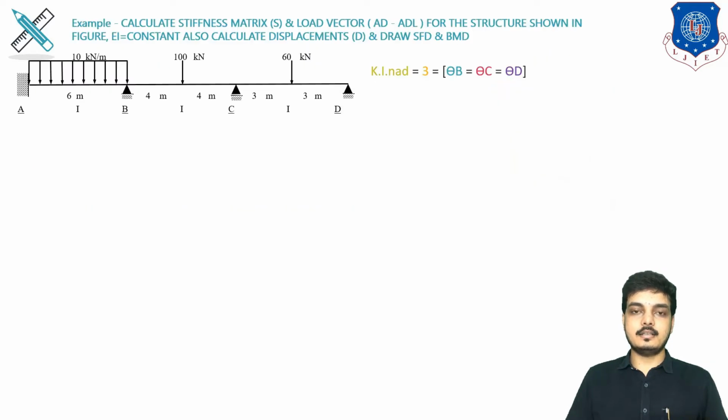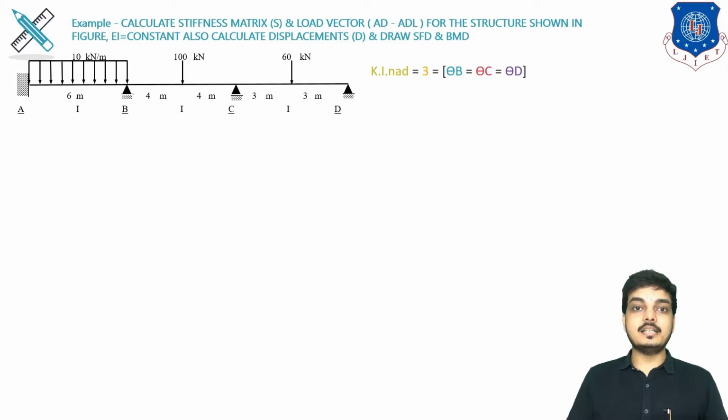So let's start. Here in the question it is written: calculate the stiffness matrix S and load vector AD minus ADL for the structure as shown in the figure. EI is kept constant. Also calculate displacement D and then draw the shear force and bending moment diagrams. So now a figure is given.